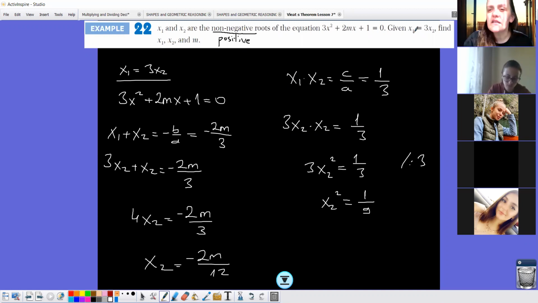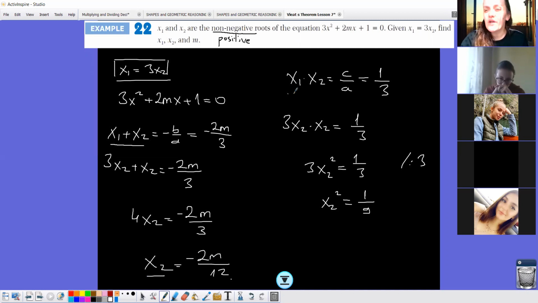And it's given to us that x1 is equal to 3x2. This information is given in the question. Then I try to use the sum of the roots from Vieta's theorem to find something. At the end, I found x2 is equal to minus 2m over 12. But here I have m, which I don't know, which I'm looking for, and x2 is also what I am looking for.